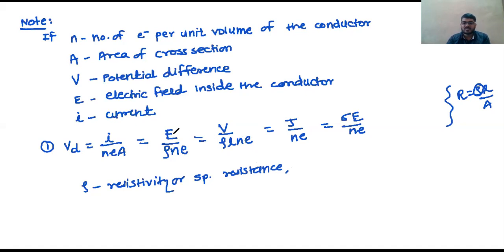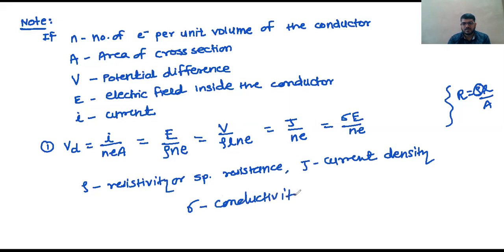Why? Because here E is equal to V by L, I have substituted. Keep it in mind: electric field is equal to potential difference by length. Then this is J. J is a new term, called current density. I will tell you in the next board. And sigma is conductivity. Conductivity means reciprocal of resistivity.